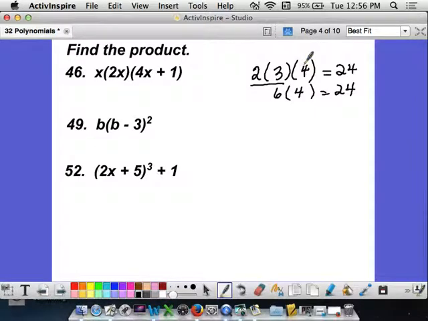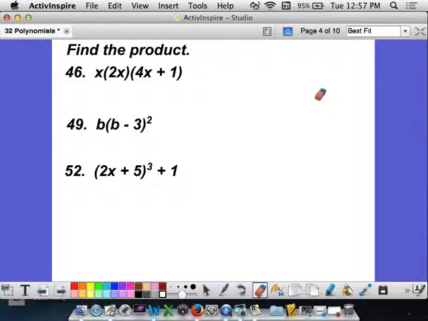You're just going and working left to right. You're going to do the same thing whenever you have parentheses, such as in number 46. The first thing you're going to do is you're going to multiply x times 2x, and you're going to get 2x squared. When I multiply right there, I think I'm going to write it down here. You're going to get 2x squared.